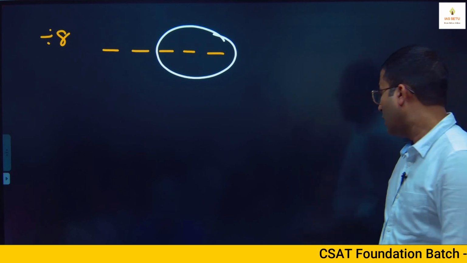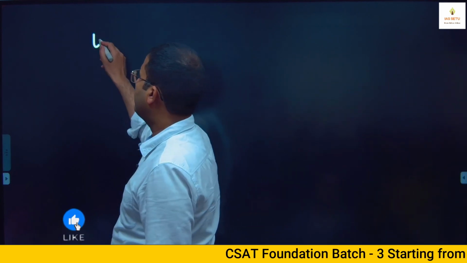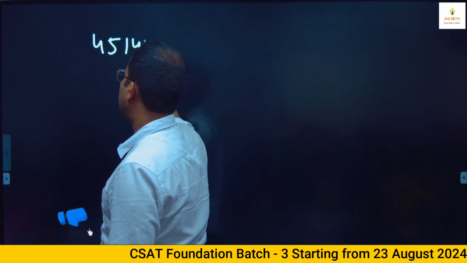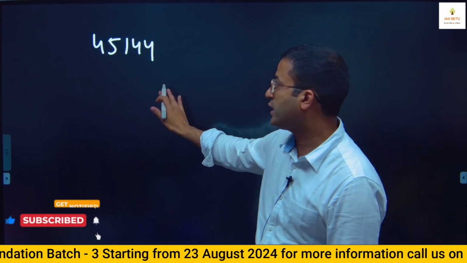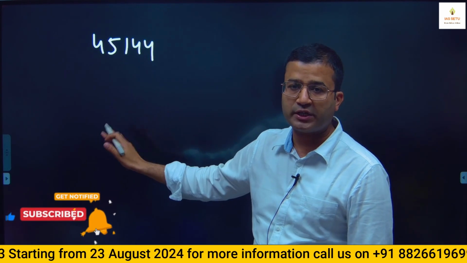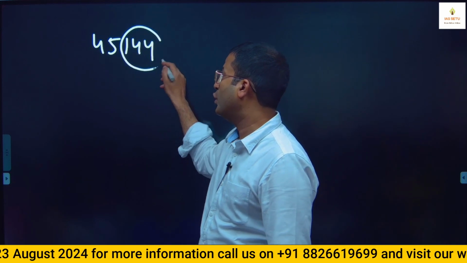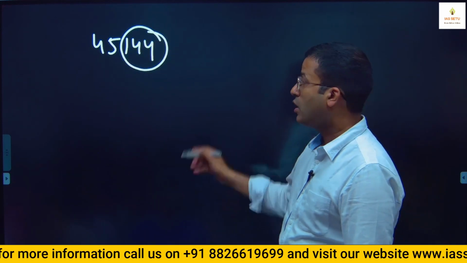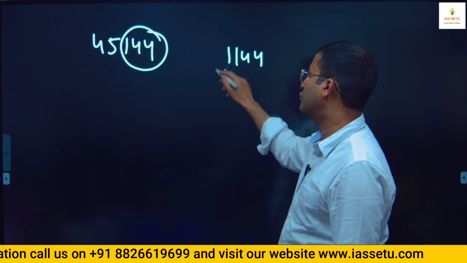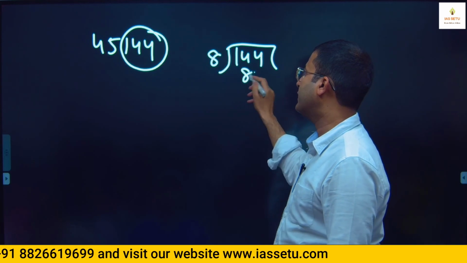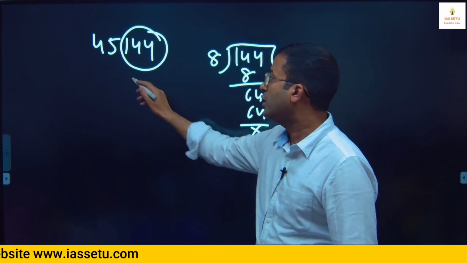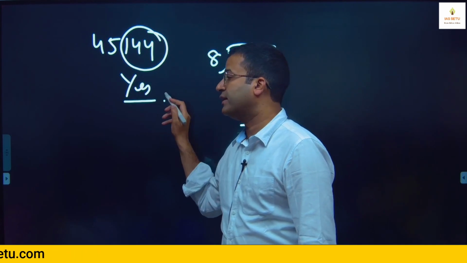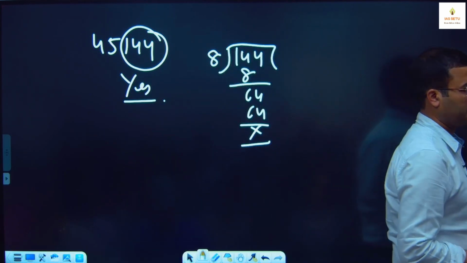Like here, 45,144. So there is no need to check the complete number. If you have to check divisibility of 8, you check only the last 3 digits. 144, you check by 8: 8, 64. Yes, it is divisible by 8. So it means this complete number is divisible by 8.